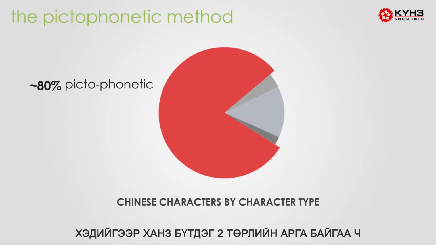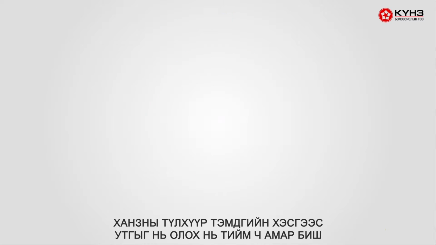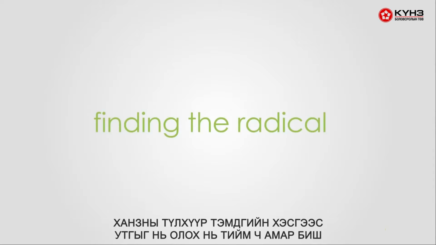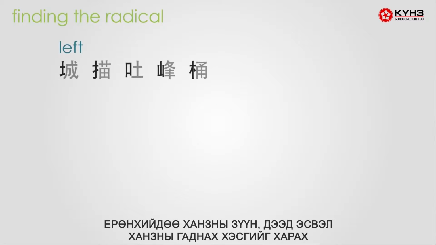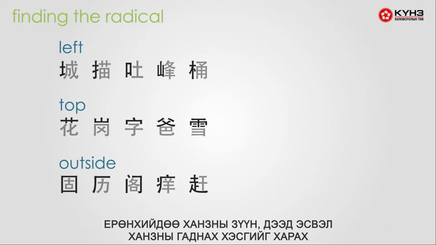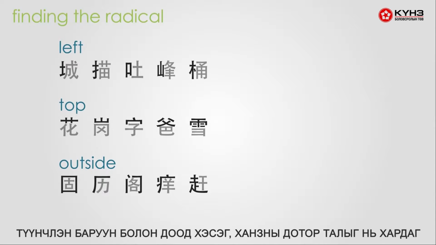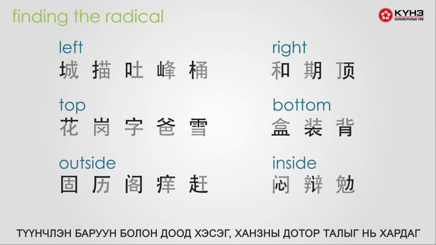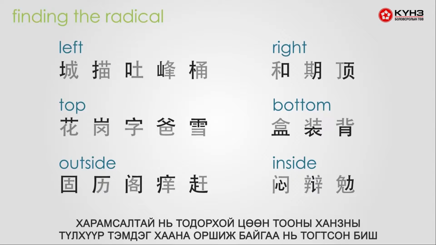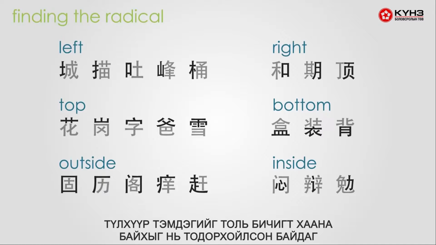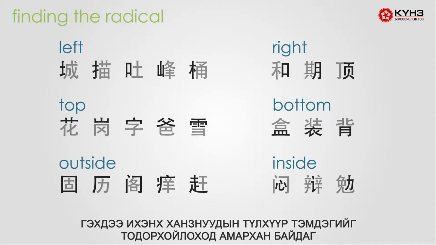However, there are a couple of gotchas. The first is that the radical part of the character is not always easy to find. Generally, they're on the left, top, or outside of the character, but they can also occur on the right, bottom, or inside of the character. Unfortunately, there is no guaranteed way of locating radicals, and for a small number of characters, the radical can only be identified by referring to a dictionary.